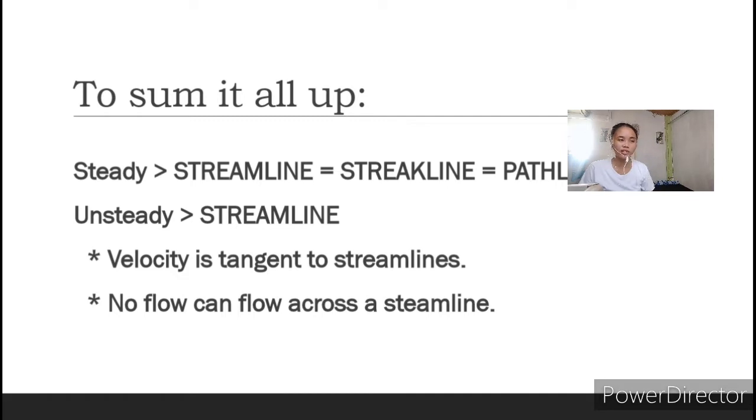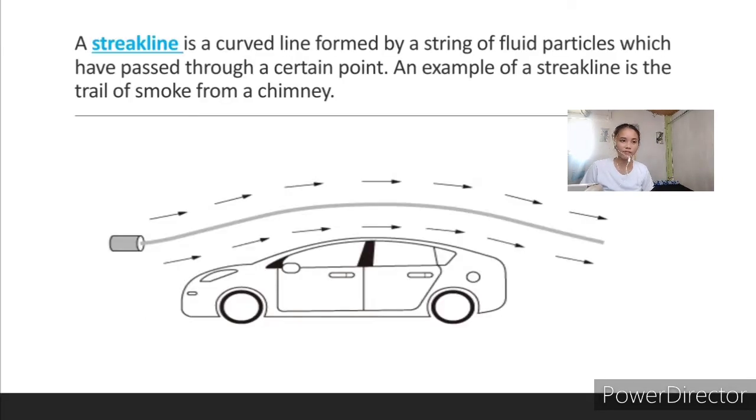Then we're going to move to a streak line. A streak line is a curved line formed by a string of fluid particles which have passed through a certain point. An example of a streak line is a trail of smoke from a chimney. Okay, so earlier we just saw arrows pointing to the right and blue lines. Now we only see two forms of arrows and a straight line in the middle. The straight line in the middle was the arrows earlier that were being connected. So now it's called the streak line.